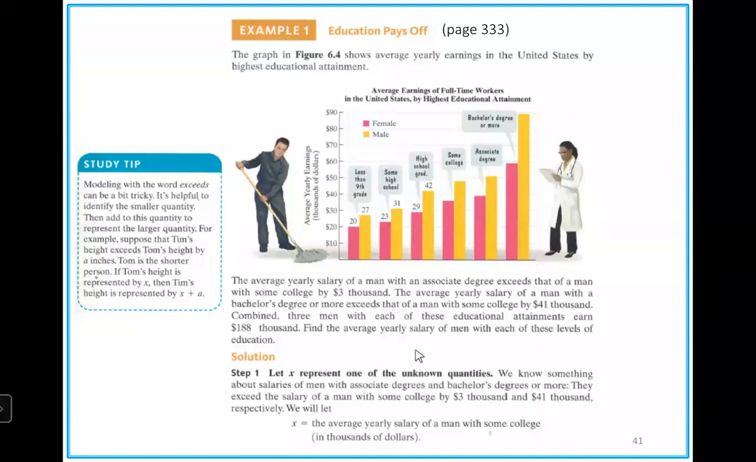And so here in the solution, they're asking you to let X represent one of the unknowns. We know something about the salaries of men with associate degrees and bachelor's degrees or more. They exceed the salary of a man with some college by 3,000 and 41,000 respectively. So we let X represent the average yearly salary of a man with some college in thousands of dollars. So that's what X is representing here. All right. So some college would be this one here.